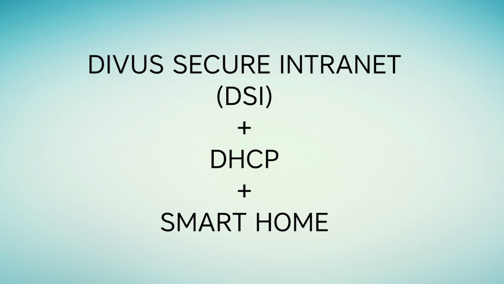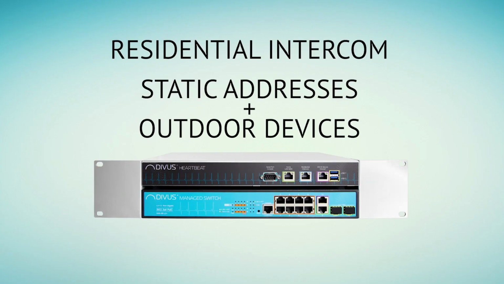Let me conclude by briefly summarizing. We recommend to set all your smart home devices to use DHCP if possible and connect them to the DIVUS secure network. That network should be set to auto configuration correspondingly. For the residential intercom, use static addresses for the devices and keep the default settings for the network, which is set to the 192.168.69 network with the heartbeat itself on address 1.